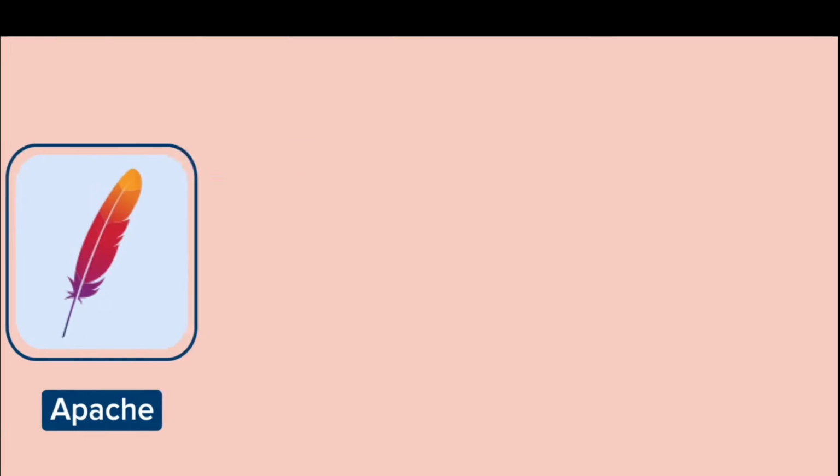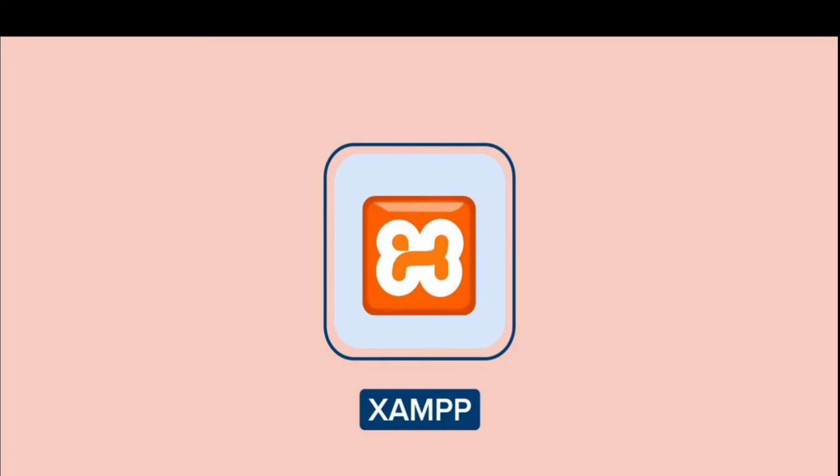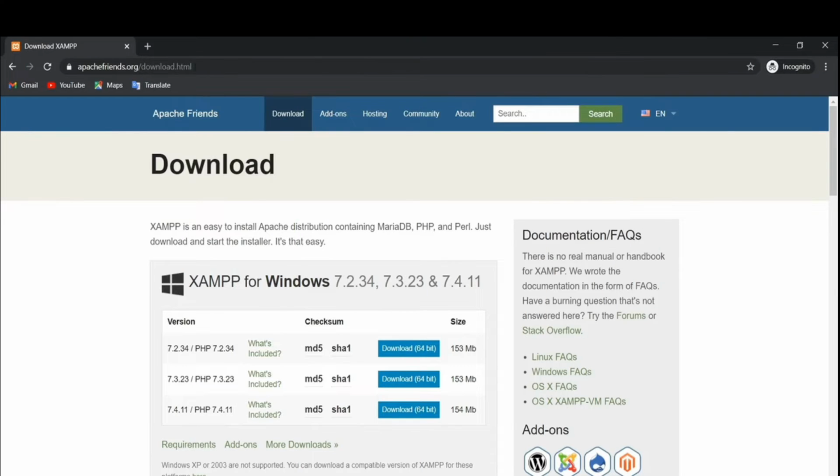Now to use Apache, we need to install XAMPP server, which is a package that consists of Apache, MySQL and PHP all in one place. To download XAMPP server, go to this link, which is also given below the video. Once you open this link, you will see this page. Now to download XAMPP, click on this download button and make sure that you download the latest version only.